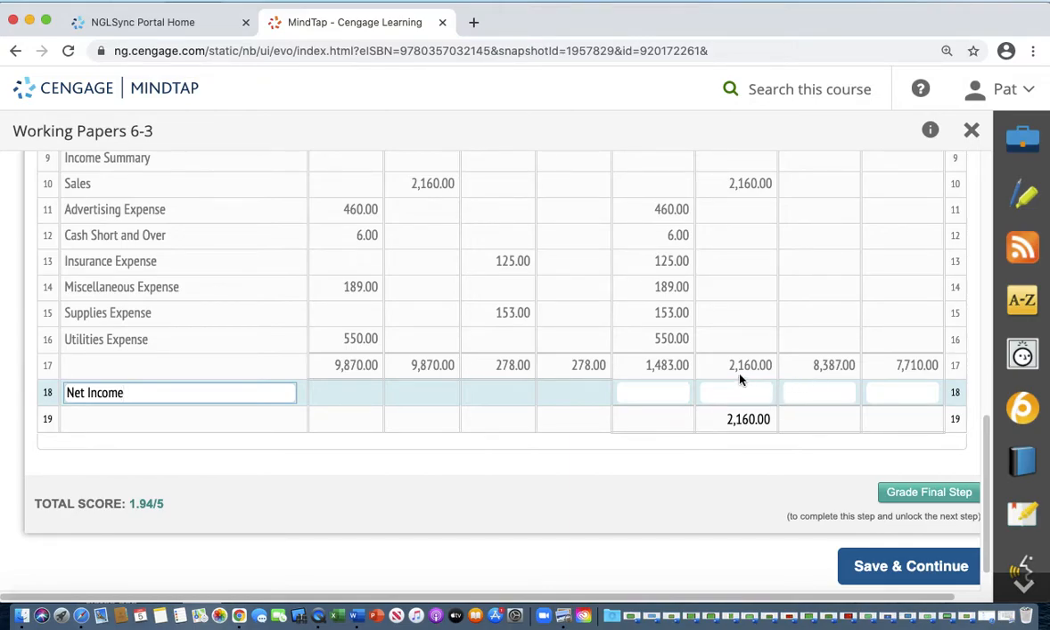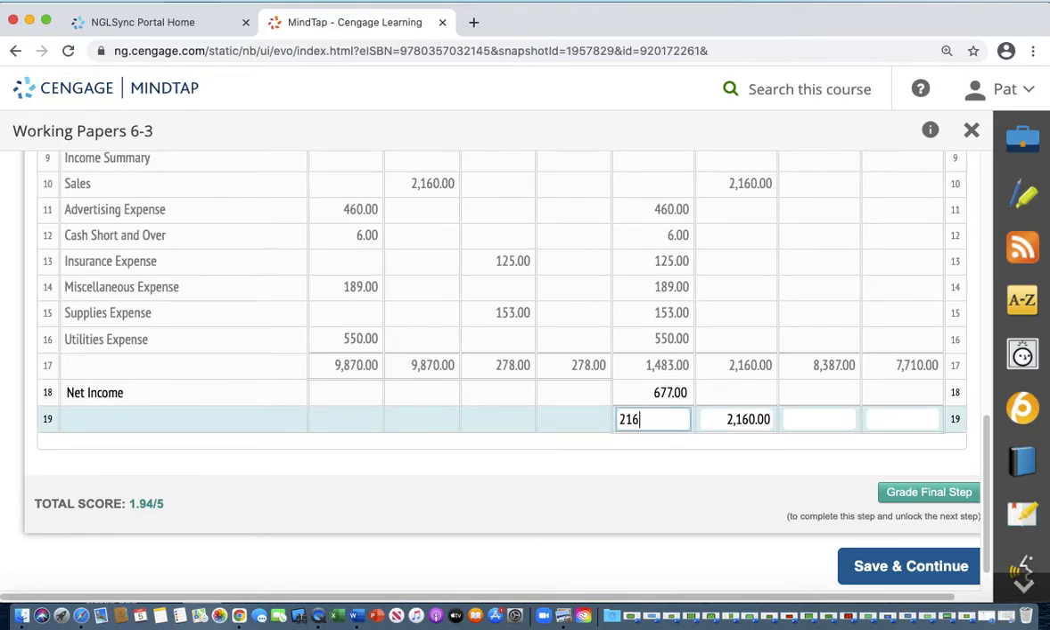Then we're going to take 2,160. We got to subtract. Find the difference. Minus 1,483, we get 677. We add 677 to the lower number. And now you have 2,160. If these didn't add up, you would raise your hand and say, hey, I don't know what's going on, my income statement columns aren't adding up. They should.